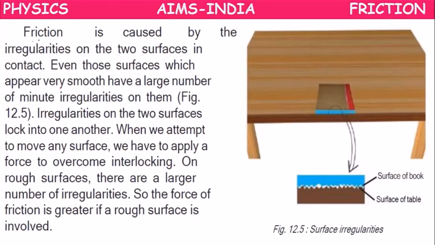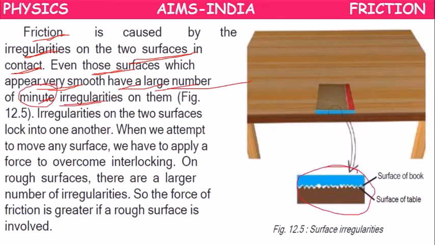Okay, children. Friction is caused by irregularities on the two surfaces in contact. Even though the surfaces appear very smooth to our naked eye, they might have a large number of minute, very small irregularities as shown in the figure. Take a book and a table, the surface of the book and the surface of the table. Both of them look smooth. But if we see with a microscopic view, we can observe minute irregularities between them.